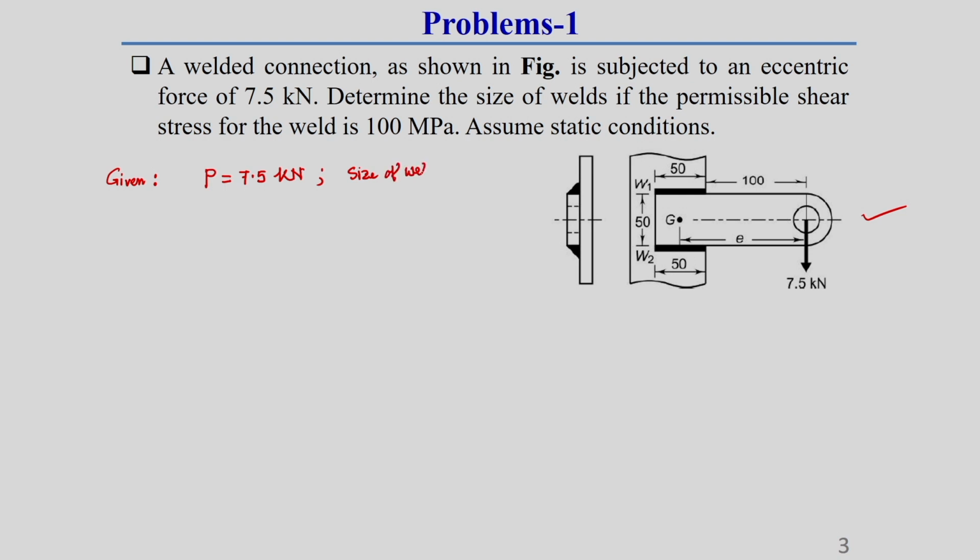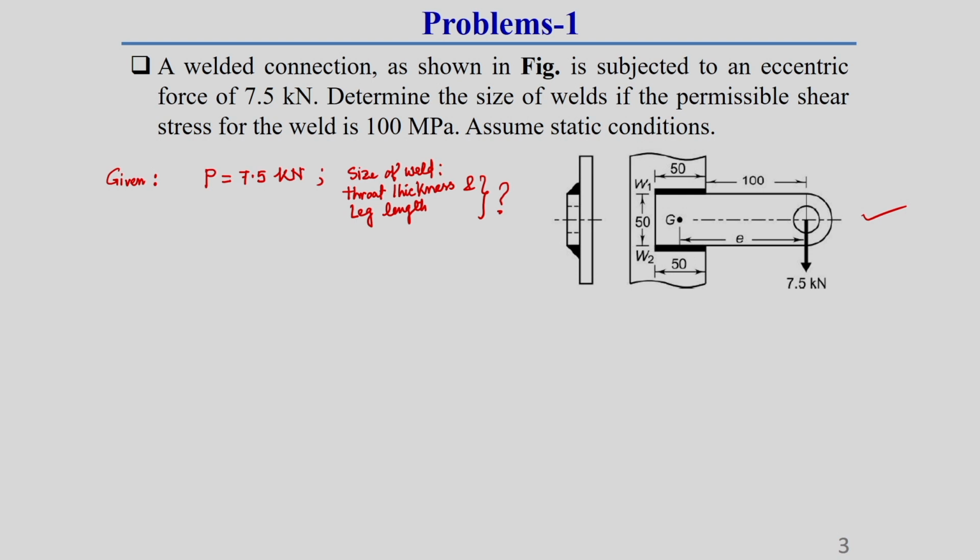What does the size of the weld mean? I have already discussed. Size of the weld means we have to find the throat thickness and leg length. So, these are the things we have to find out.